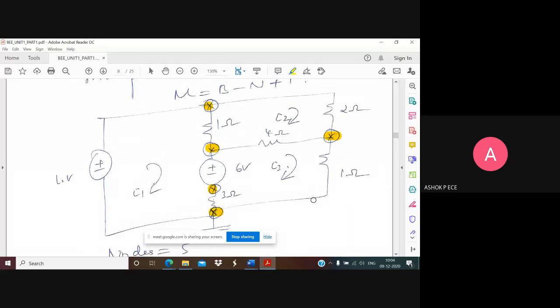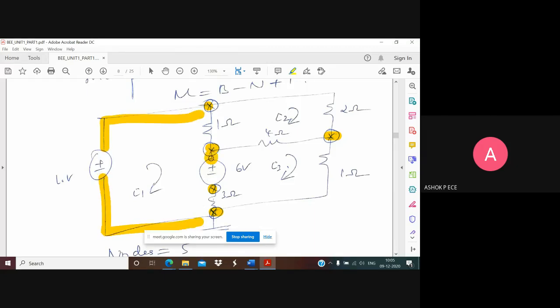Is it clear how to identify nodes? You see here, more than 2 branches are meeting, so this is a node. And always, when you have any voltage source or current source, you should take that alone between 2 nodes. That thing you should remember. You should not take this entire thing as a single node. All the voltage sources will be between two nodes. So this voltage source, see, is also between two nodes.